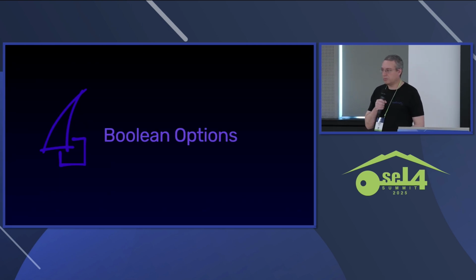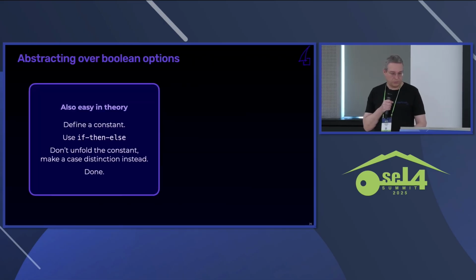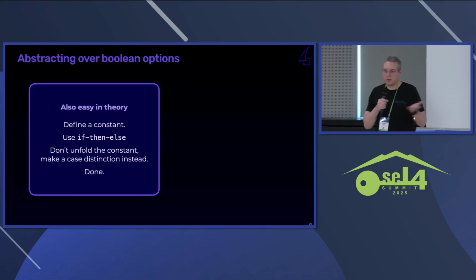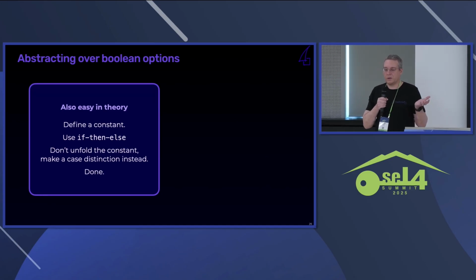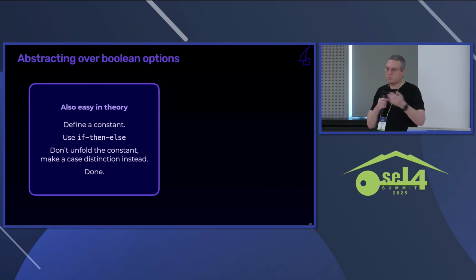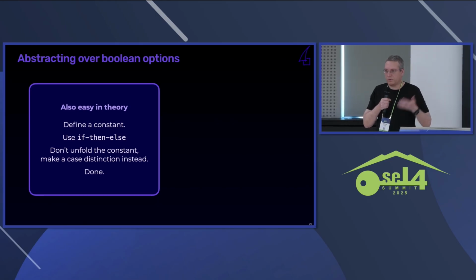Okay, we've done numbers. What about Boolean options? In theory, also, like in the proofs, they're easy. It's just an if then else. And instead of evaluating what the condition actually is, you do a case distinction. If the condition is true, then you do this branch. If it is false, then you do the other branch. And you write one proof that deals with both branches. Okay, fine. It's now generic in whatever the condition turns out to be.